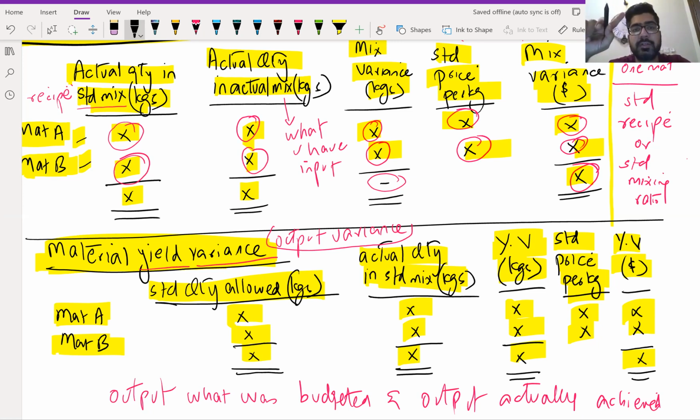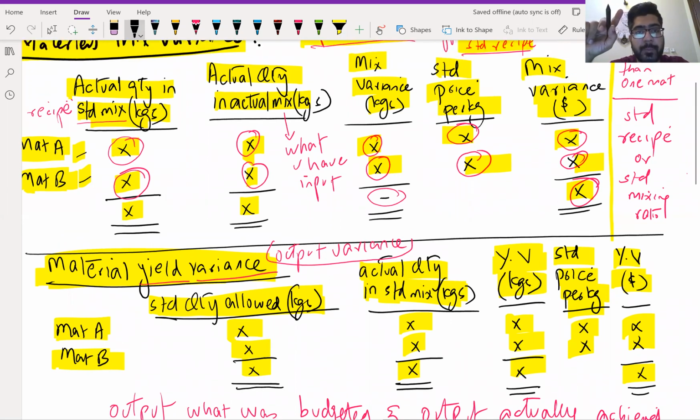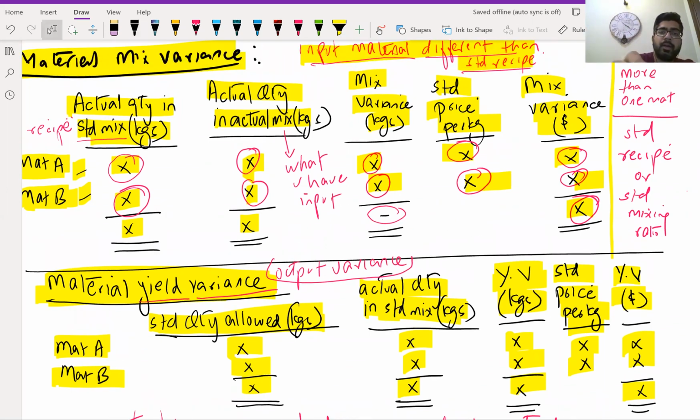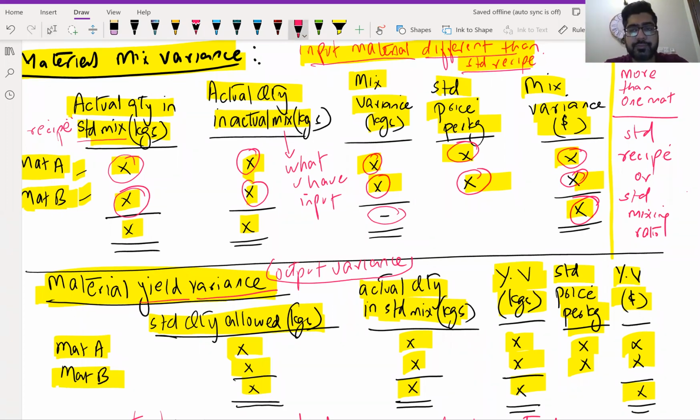I'm just telling you a trick. Please pay attention to this trick. Obviously, whenever material mix and yield variance are asked, you will make this format. After this format, you have to place the values.